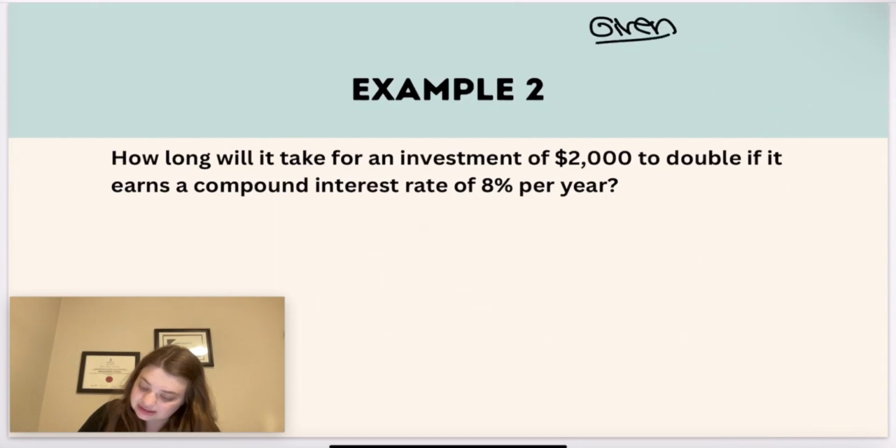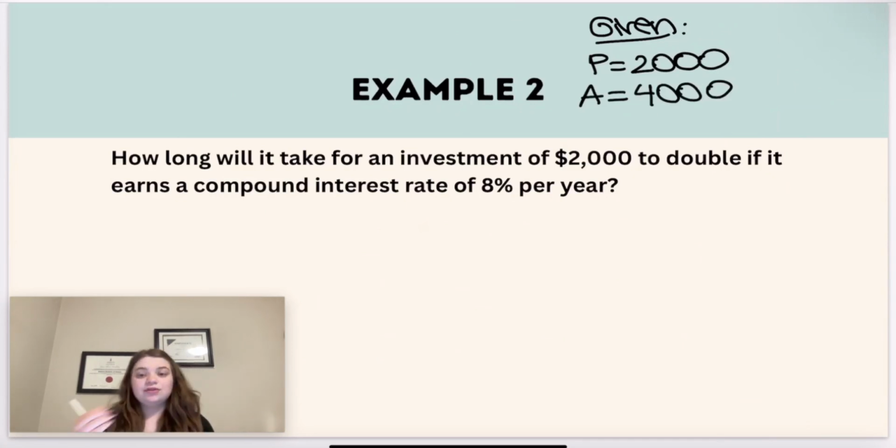So what is given in this case is that the initial principal is $2,000. The future amount that we want, A, is going to be $4,000. Even though this wasn't explicitly given, they want to know how long it will take for the amount to double. They want to know how long will it take for us to get from $2,000 to $4,000 overall. And so, therefore, because 2,000 times 2 is 4,000, we could assume that the amount we're looking for is 4,000.